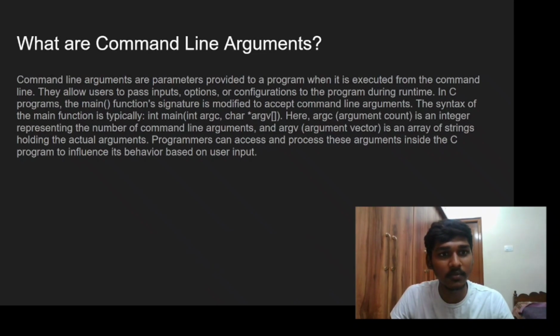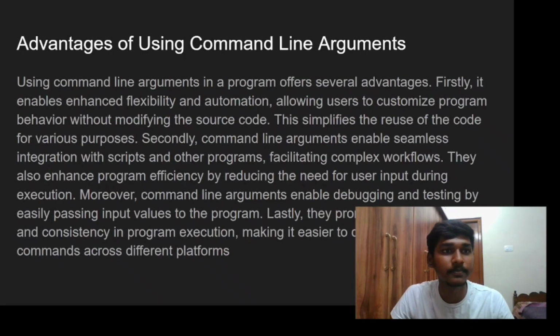The syntax of the main function is typically int main. In the int main function, there is an int argc, char argv array. Here, argc, the argument count, is an integer representing the number of command line arguments, and argv, the argument vector, is an array of strings holding the actual arguments. Programmers can access and process these arguments inside the C program to influence its behavior based upon user input.